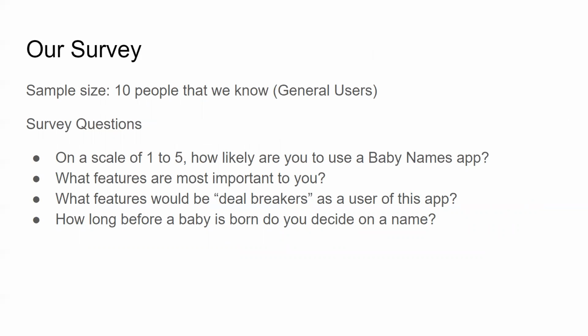Now we're going to talk about our survey. The population we're looking for would be general users of the app, which could be anyone who's expecting a child or anyone who wants to look up names for some other reason. Our sample was only 10 people. This would be a convenient sample because we just used people that were around us. It was all we could throw together in the time that we had.